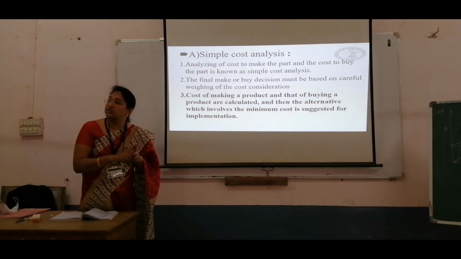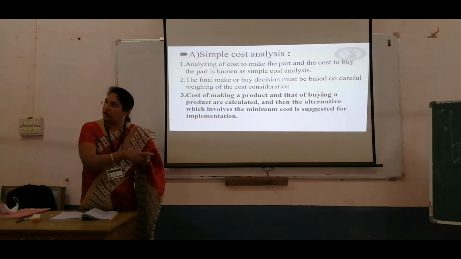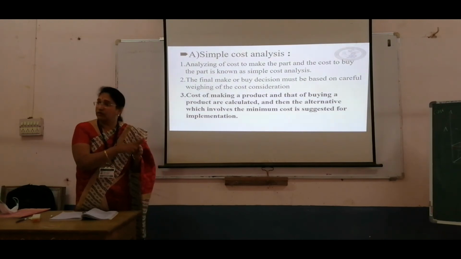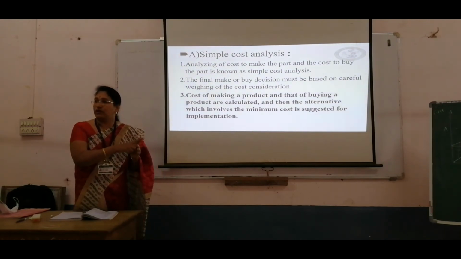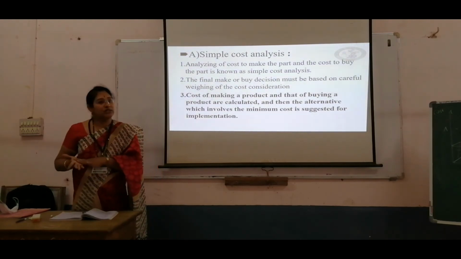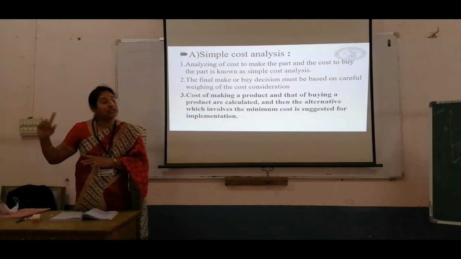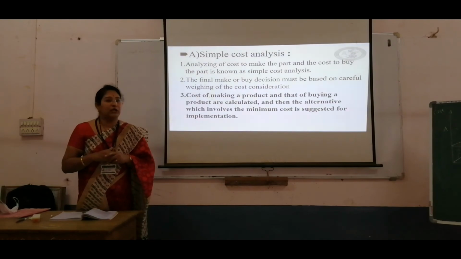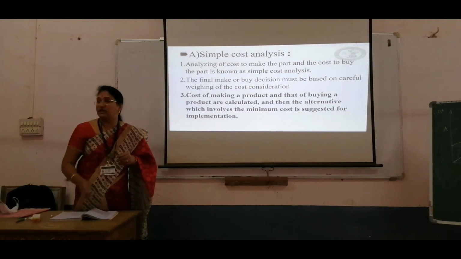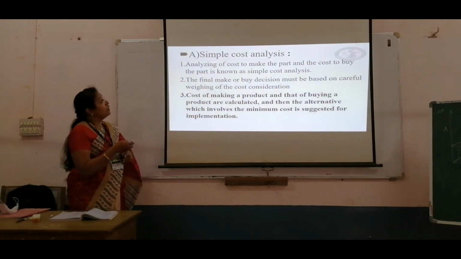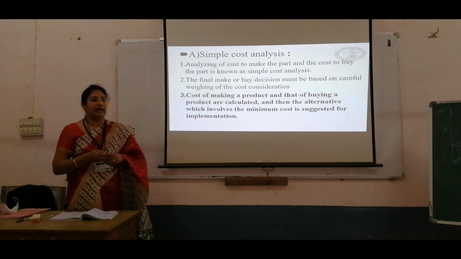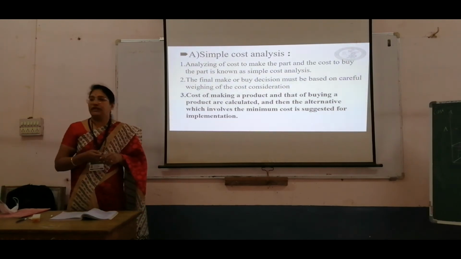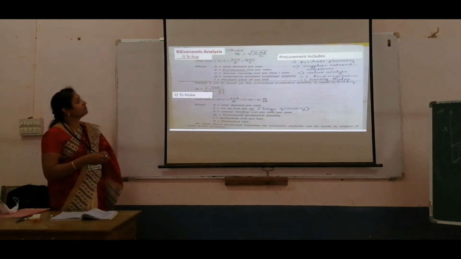If making gives the minimum cost, go for make. The decision is taken to manufacture the transformer. If buying gives the lower cost, then go for buy. The decision is taken to purchase the transformer. So this is very simple to do. That is why the name is given as simple cost analysis. Is that clear? Okay, let us move to the next method.